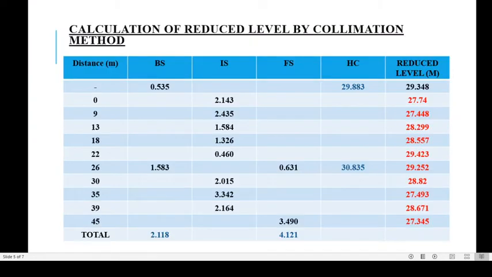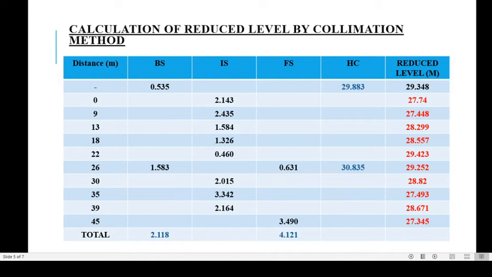Next we move on to calculation of reduced level by collimation method. This is a more sophisticated method and a more easy method because of calculation of fewer values compared to the rise and fall method. But one thing we must remember, that height of collimation is obtained only at the change point or at the first station, that is the benchmark. So the height of collimation at the first station can easily be calculated because the reduced level of that station is given and the BS is given. So by adding BS with the reduced level, we get the height of collimation at the first station.